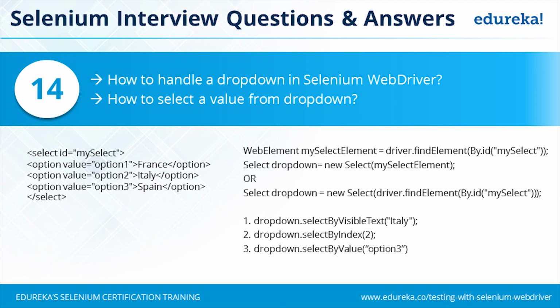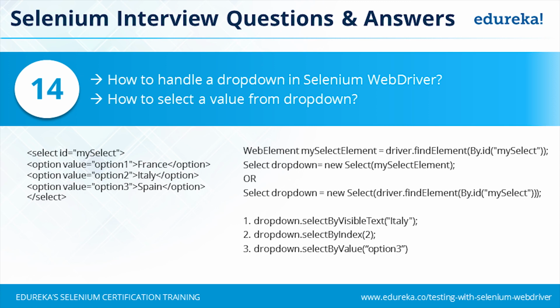And the third option is dropdown.select by value. Over here, I want to select by value as option 3. So what is the value over here? Option 3 is for Spain. So as a user, I'll still be able to see Spain in the dropdown as the selected value. So 3 methods, but a very important condition, that is the HTML tag should have select. Without the select tag, you cannot use any of these methods. That's an important catch for this question.